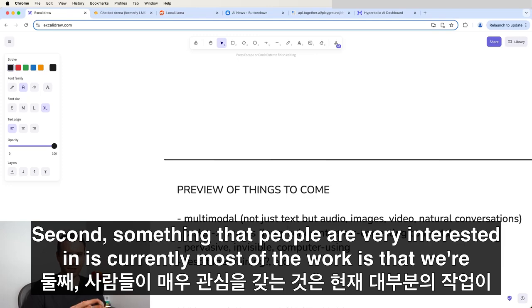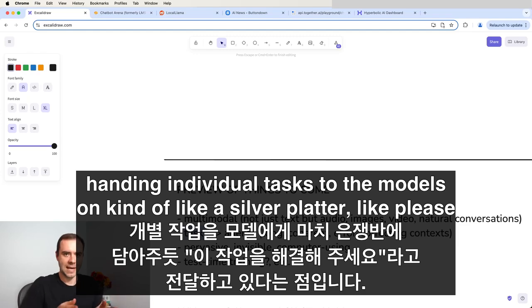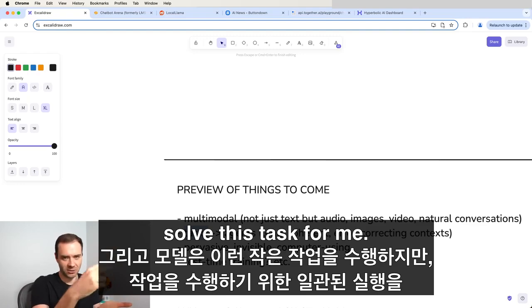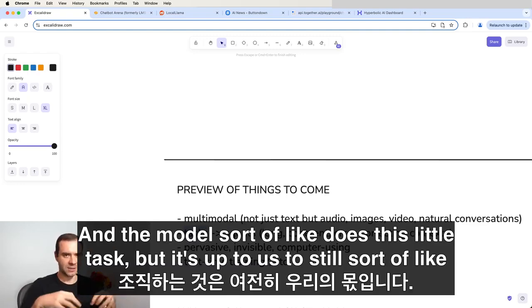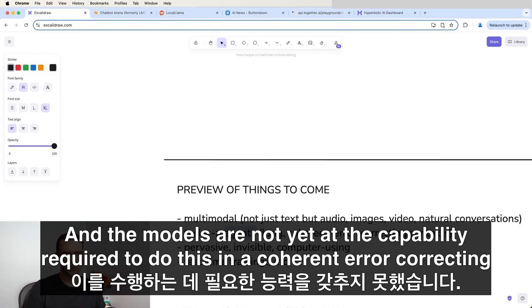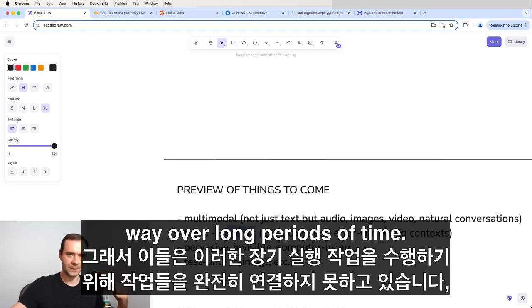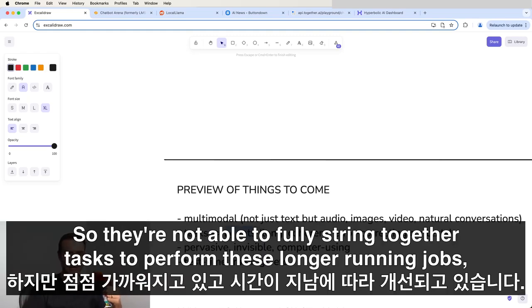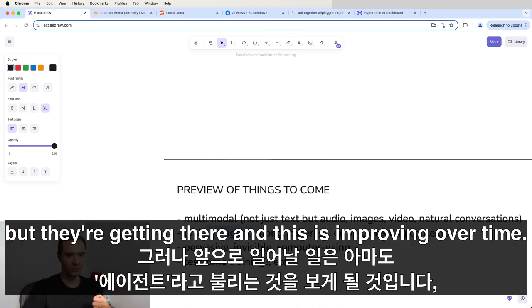Second, something that people are very interested in is that currently most of the work is that we're handing individual tasks to the models on kind of like a silver platter, like please solve this task for me. And the model does this little task. But it's up to us to still organize a coherent execution of tasks to perform jobs. And the models are not yet at the capability required to do this in a coherent, error-correcting way over long periods of time. So they're not able to fully string together tasks to perform these longer running jobs. But they're getting there, and this is improving over time.